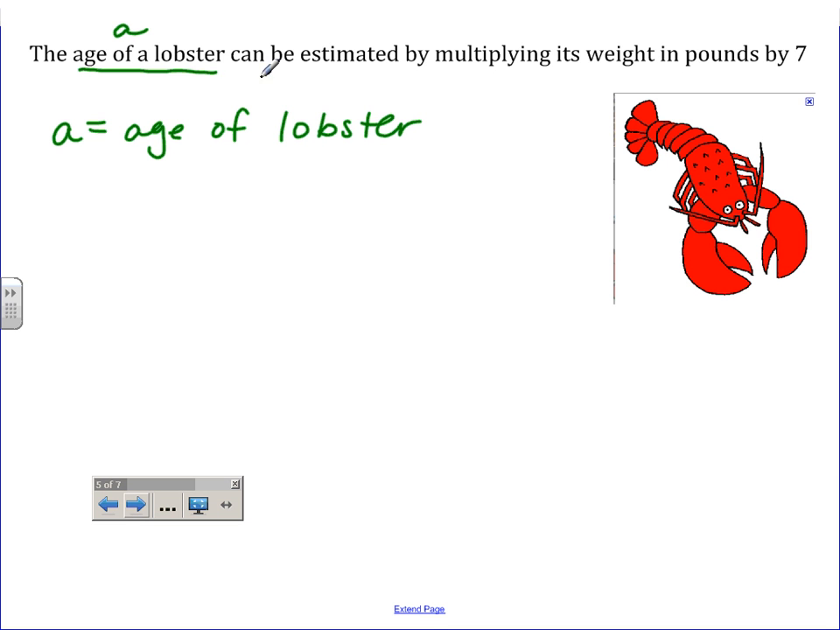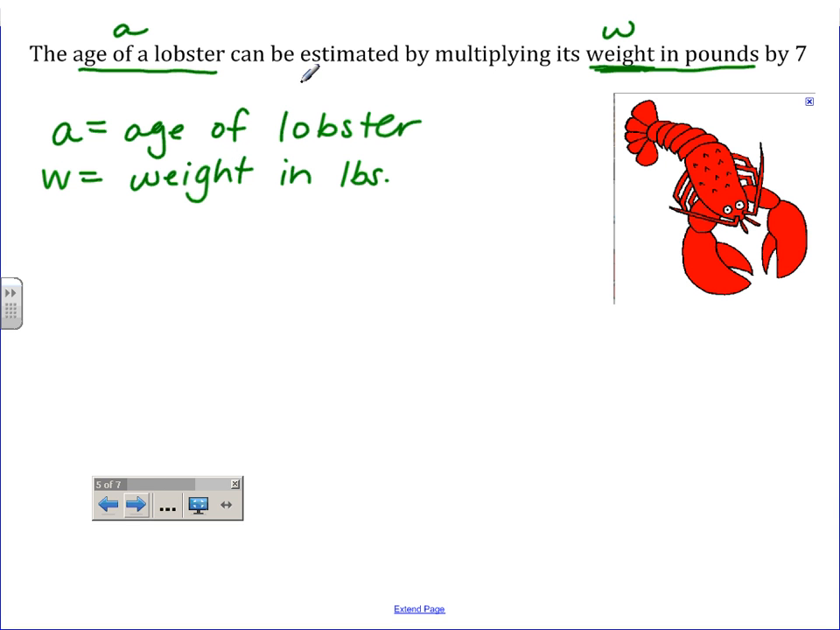All right, another thing I'm going to keep reading through says can be estimated by multiplying its weight. Well, every lobster can have a different weight, so I need to give that a variable. I'm going to call that W. So W is going to stand for weight in pounds. I'm going to come down here and define my variable. So W is weight in pounds. All right, so there's my first step. I defined my variables. My second step is to look for key or clue words.